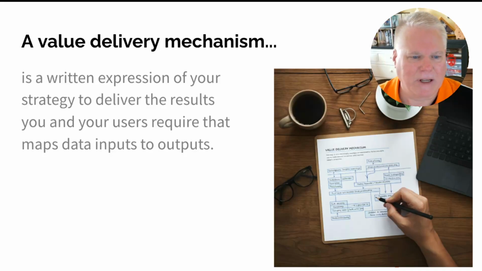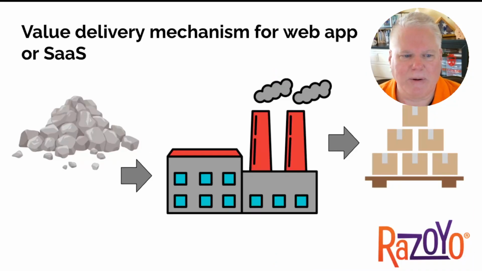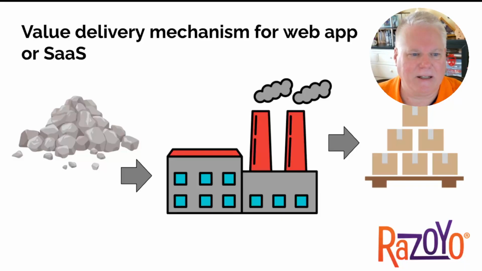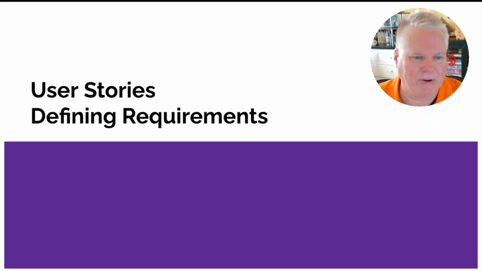Think of your value delivery mechanism for either your web app or your SaaS product as a factory. Your data and your data sources, those are your raw materials. And the user experiences that you're going to create on a web application or on a SaaS product, those are the output. Those are the tidy packages that are delivered to your customers. So how do you get the inputs to measure up to the outputs? When you define this, mapping those inputs to the outputs, that is the definition of your delivery mechanism.